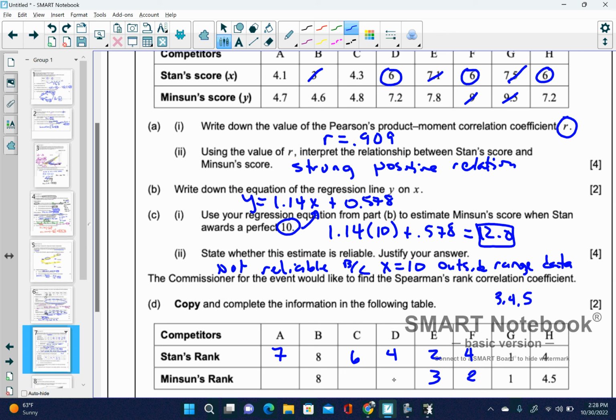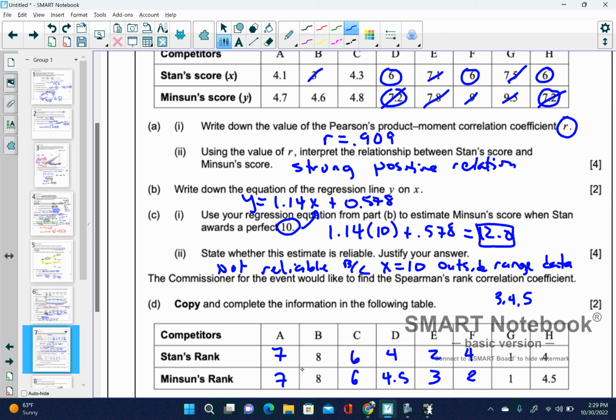Now we have 4, there are 2 of them, right? So we have 7.2. Again, this is for the 4th place and 5th place, which if you average 4 plus 5 divided by 2, you're going to get 4.5. So this is going to be 4.5. And again, they've done this one for us. So I could have just avoided that, but anyway. And then this is going to be the next highest, 7th, and the last one.